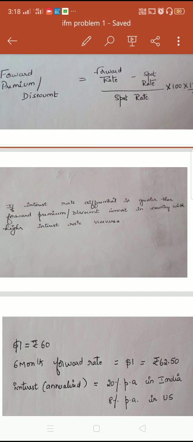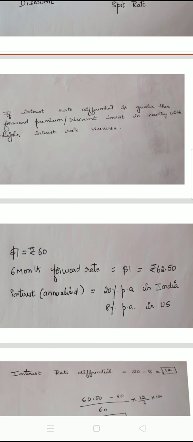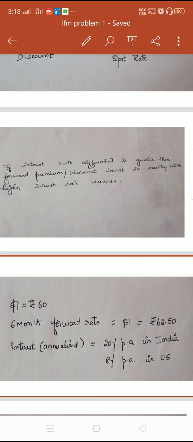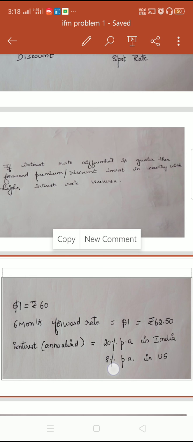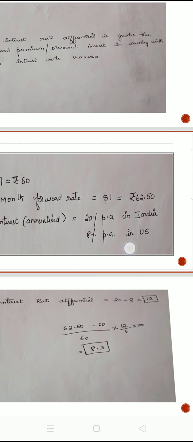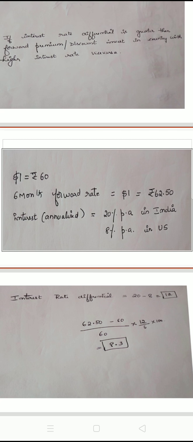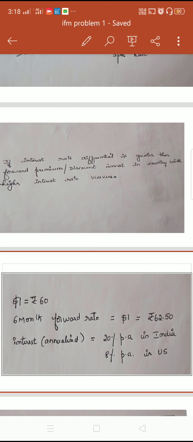Now take down this information. US $1 is equal to rupees 60. This is the spot rate. Then the 6-month forward rate is $1 is equal to rupees 62.50. Then the annualized interest rate given is 20% in India and 8% in US. This is the information that is given.